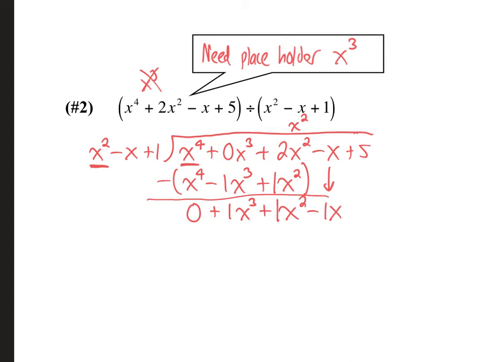We're going to take the first term of 1x to the third, and we're going to divide by the first term of the divisor. So what is 1x to the third divided by x squared? Well, that's going to be just plus 1x.